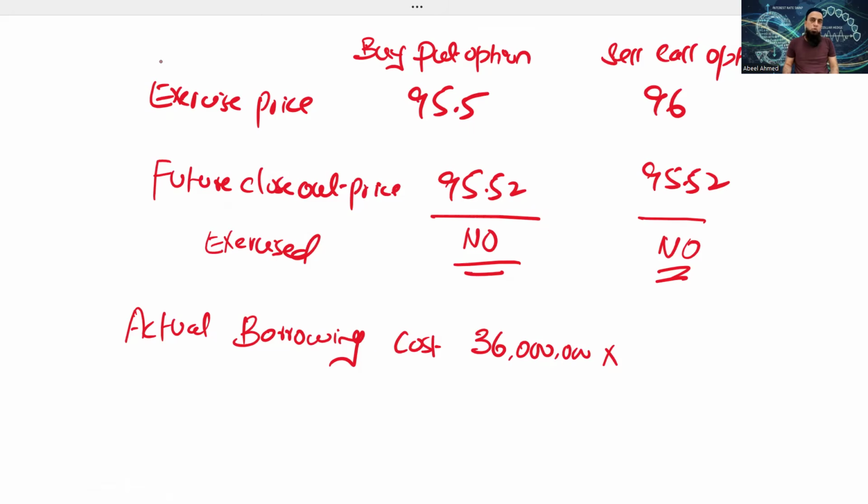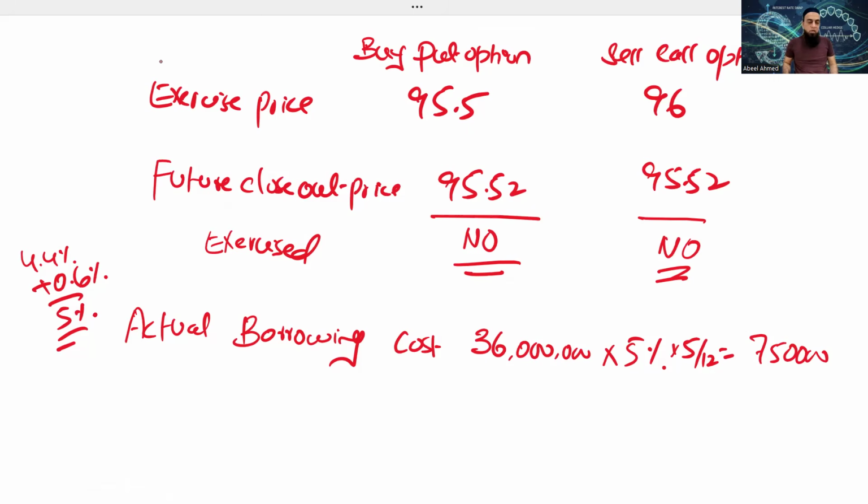Now we are calculating actual borrowing rate, actual borrowing cost. Base rate is 4.4, but we will not get the loan at 4.4. We will be getting a loan at 4.4 plus 60 basis points, which makes this 5%. This is how we are getting 5%. Time period of borrowing is 5 months, as mentioned in the question. So 36 million, I'm getting 7,50,000.